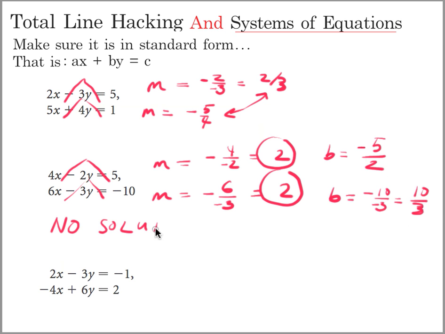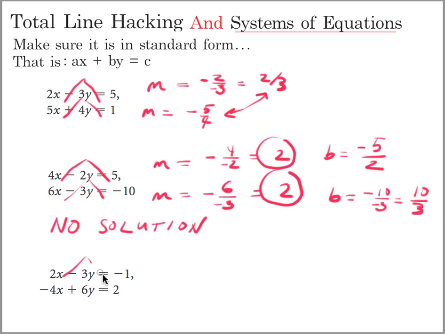Now, notice I didn't use any of the computations available in our chapter. I didn't use elimination, I didn't use substitution, I didn't use Cramer's rule. I simply looked at the slope and the y-intercept and realized that I had parallel lines and there was no solution. This third situation, let's try it.